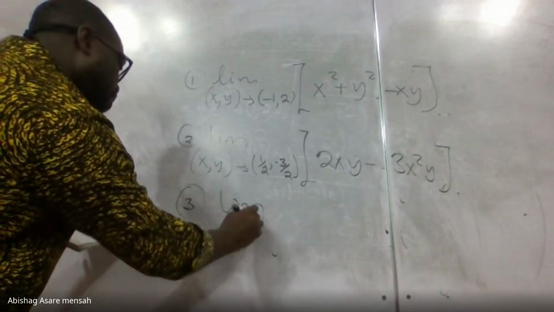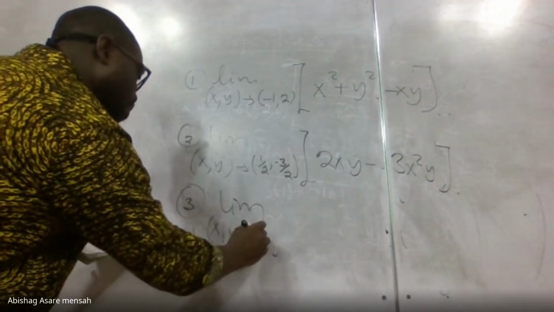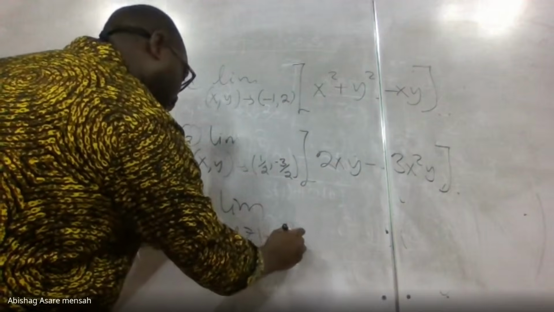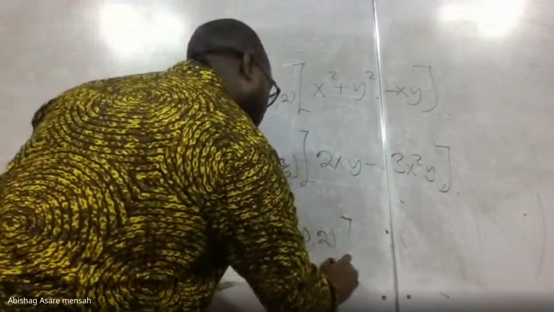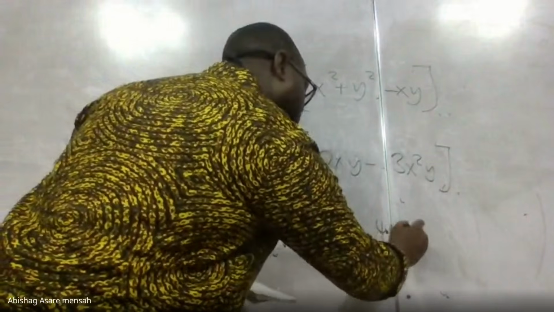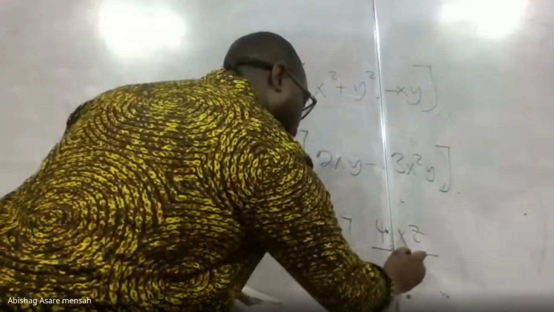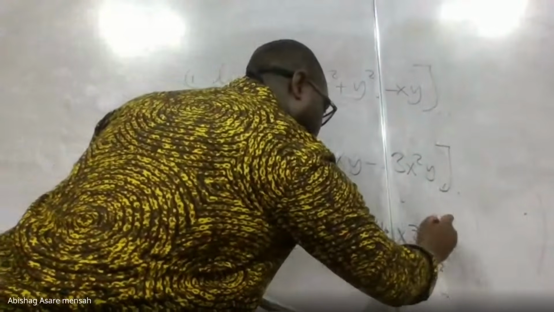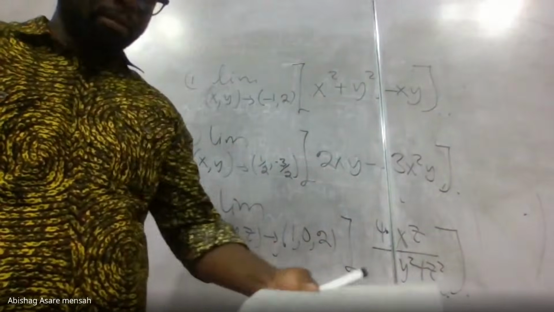Three, the limits as x, y, z approaches 1, 0, 2. The function will be 4xz all on y squared plus z squared. So let's first do this. Do that for me.